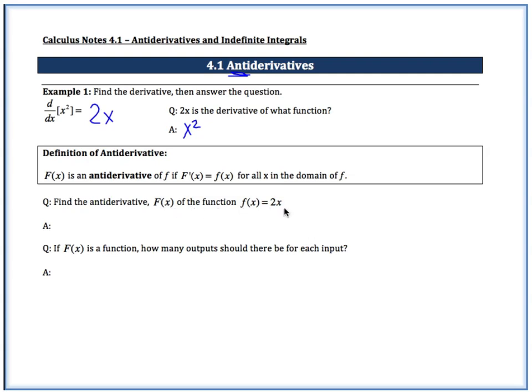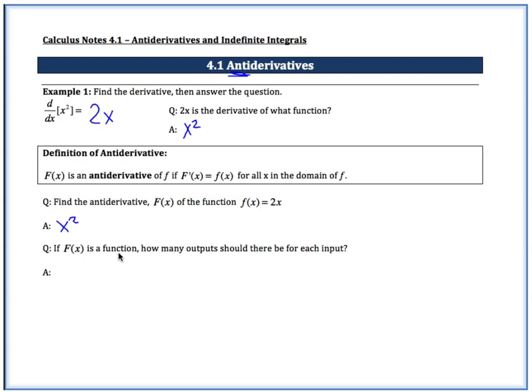Okay, so the question says find the antiderivative, capital F of x, of the function f of x equals 2x. So if we use our question, f of x is the derivative of what function? Okay, so we could reword that and say 2x is the derivative of what function? And we would say that is x squared from right up here.